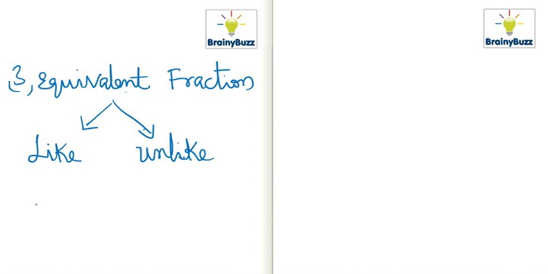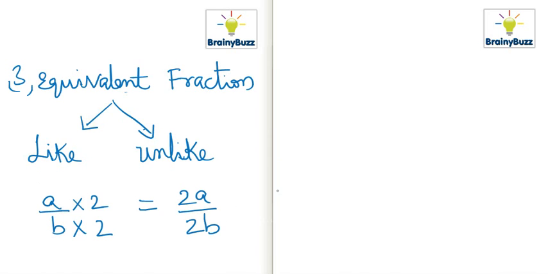First of all, what about equivalent fraction? That means if the fraction is obtained by multiplying both its numerator and denominator by the same number, then that fraction is called an equivalent fraction. For example, a by b is a fraction. If you multiply the numerator with 2 and the denominator also with 2, the result is 2a by 2b. This is known as an equivalent fraction.